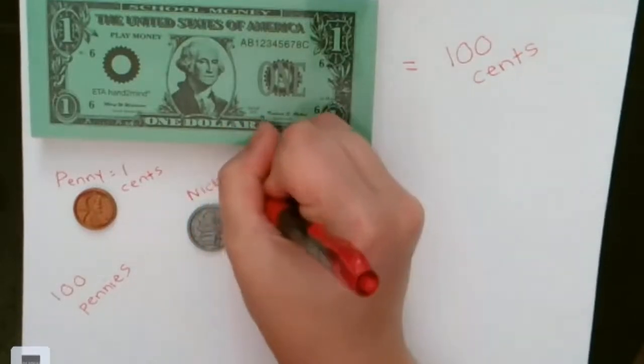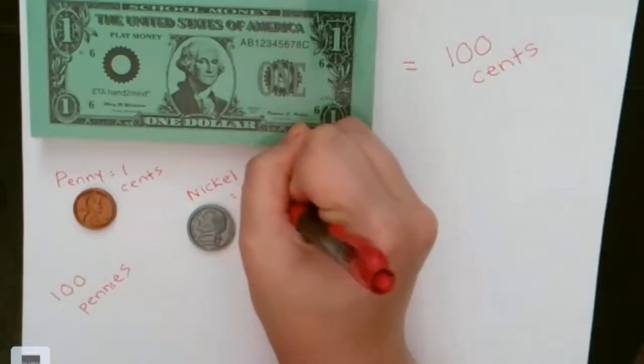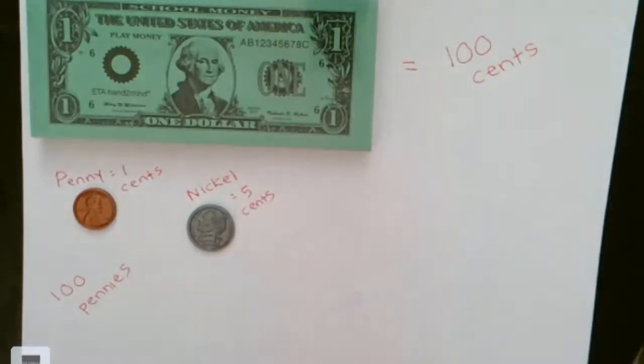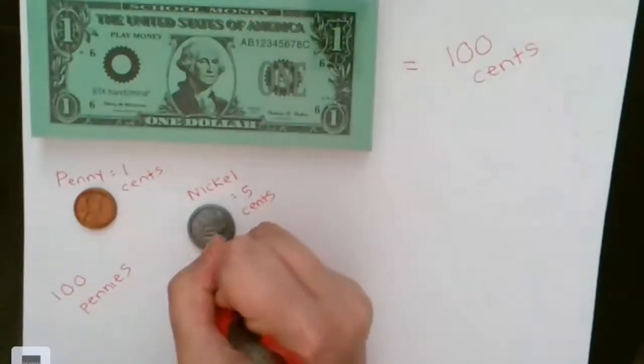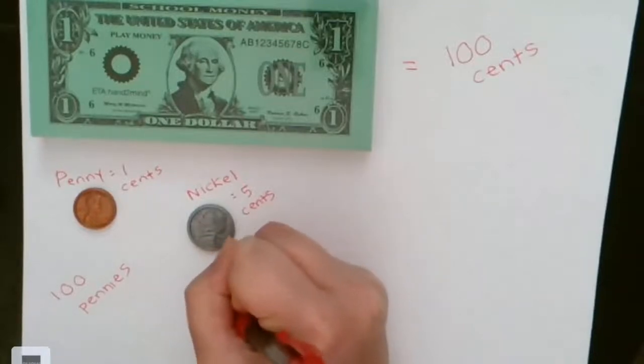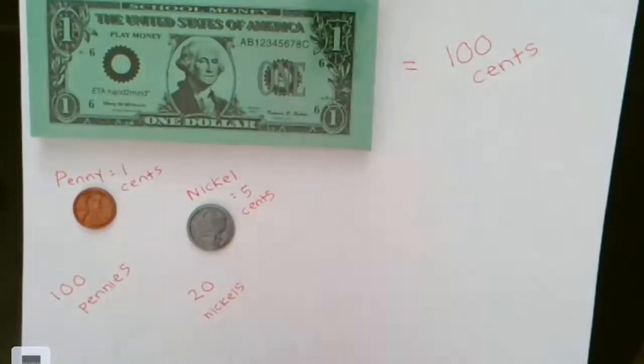And remember, our nickel equals 5 cents. So now we're skip counting, if you watched the coin song for this week already, by 5 cents. So we're going 5, 10, 15, 20, 25, 30, 35, 40, 45, 50. And if we do that, we know that it is going to take 20 nickels to get to $1, to get to 100 cents.